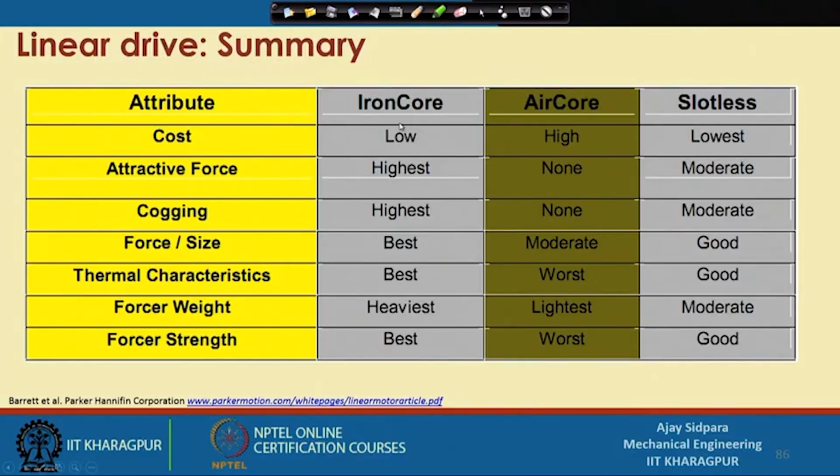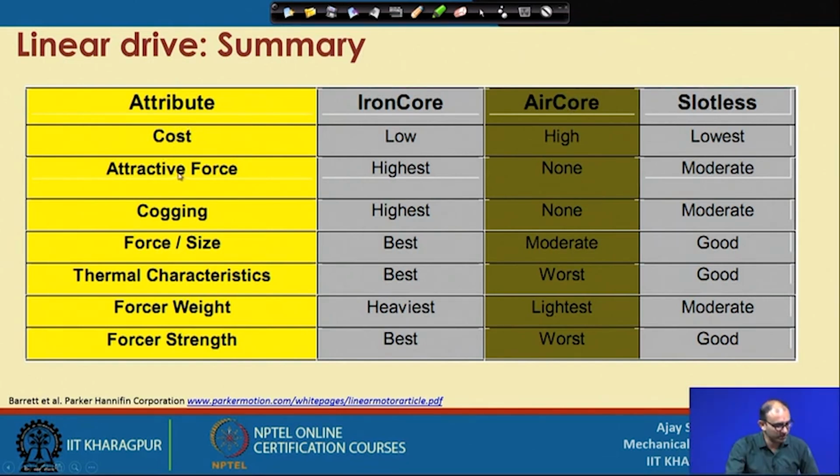In the last class we have seen that there are three different kinds of linear drives. The one is the iron core, another is the air core or the ironless, and third one is the slotless. If you consider these attributes like cost, attractive forces, cogging, force per size, thermal characteristic, force weight and force strain, then there are different ways you can get the idea which one is better. If you consider cost only, then slotless is the lowest cost and air core is the highest cost.